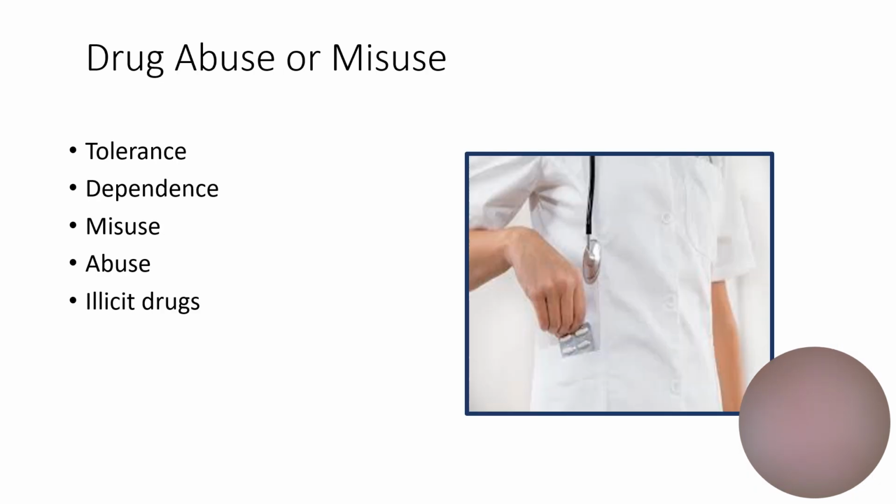Drug abuse or misuse. You should be able to differentiate between concepts that describe non-therapeutic use or effects of drugs. Tolerance is the decreasing response to repeated doses of a medication. The person then requires more of the drug to achieve the same desired effect. An example would be our cancer patients who need increasing doses of opioids because they have been on them for so long.